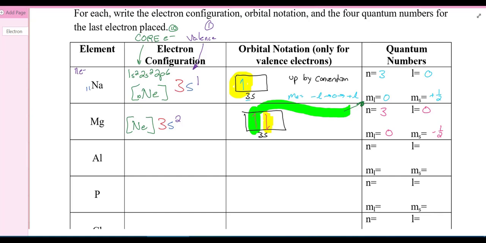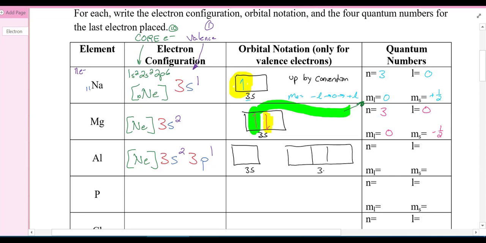Aluminum. Noble gas core still neon. And then it's 3s2, and then we skip over to 3p, and it's a 1. And that gives us 13 electrons. Now there are 3 boxes for 3p. How do I know that? Well, the number of orbitals is 2l plus 1. Excuse me, I said electrons; the number of orbitals is 2l plus 1. So if L is the p orbital, p is 1, it's 3 orbitals.